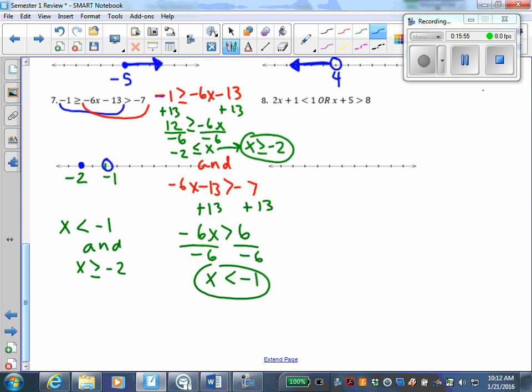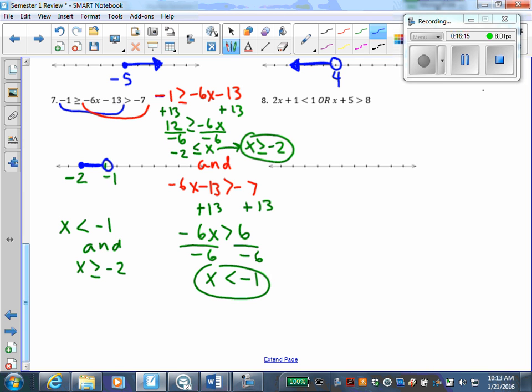I want less than negative 1, which is to the left of negative 1, and greater than negative 2, which is to the right. So it's every number in between negative 2 and negative 1, but not including negative 1. But yes, including negative 2. Okay, I know this is a lot. It's from a while ago. Hopefully it's coming back to you.